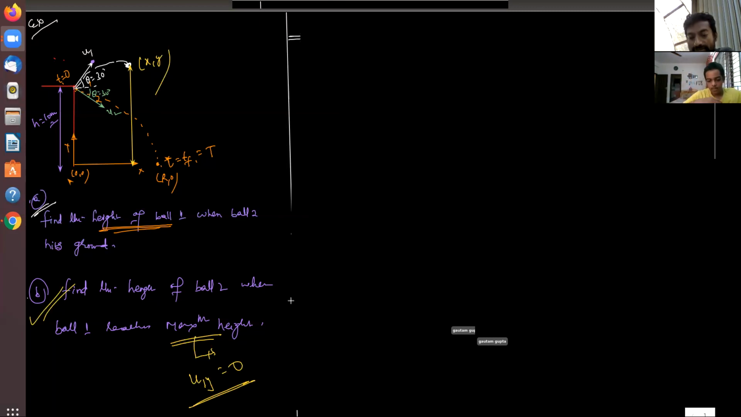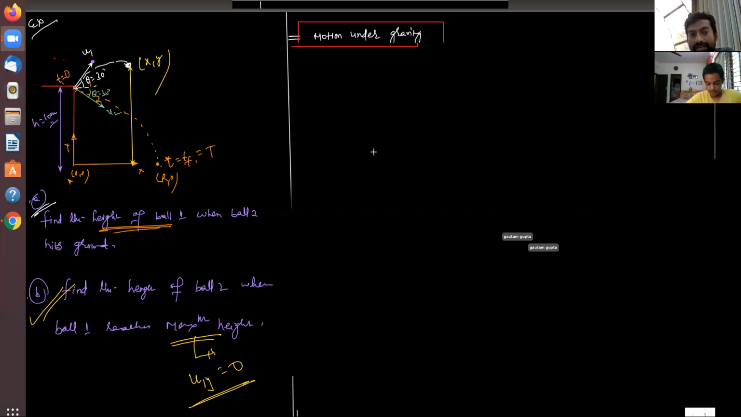One thing I was going to tell you is there is a simple case of motion under gravity. That is the simplest case. In motion under gravity there will not be any x motion, only y motion. I should have taught you this before projectile, but this is the very simplest case. Let's say you are sitting on the top of a tower and you are throwing a ball, but it is making only vertical motion.